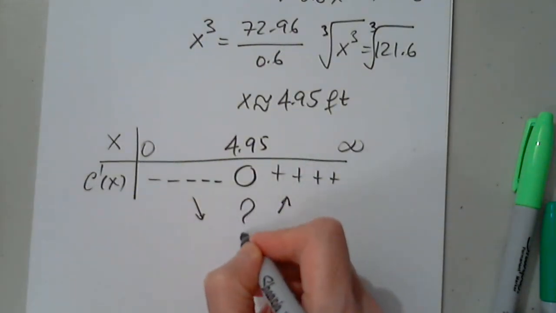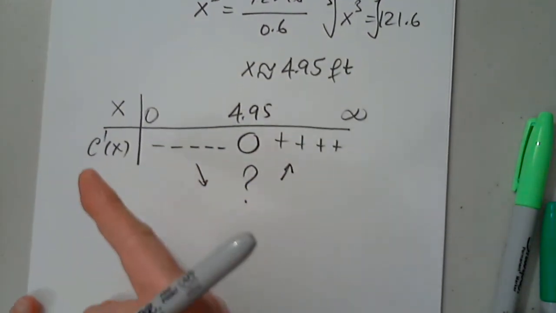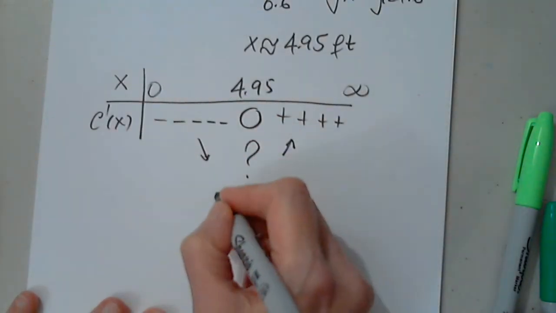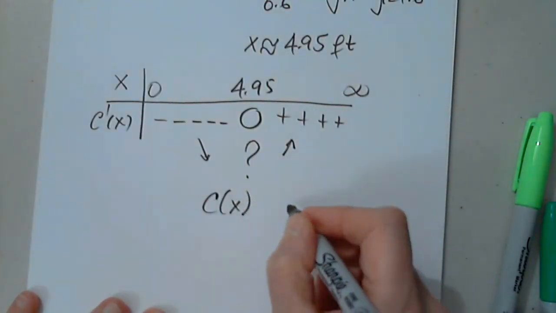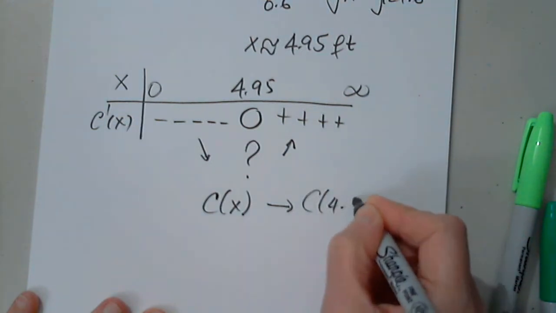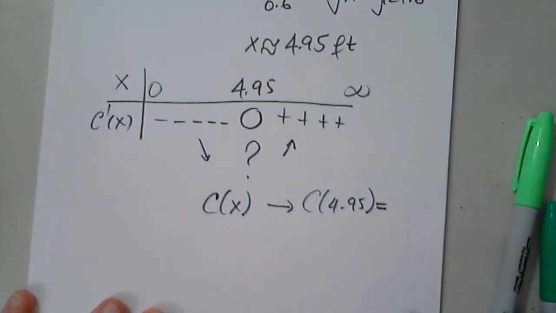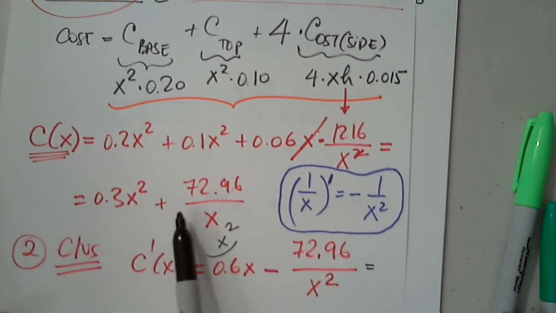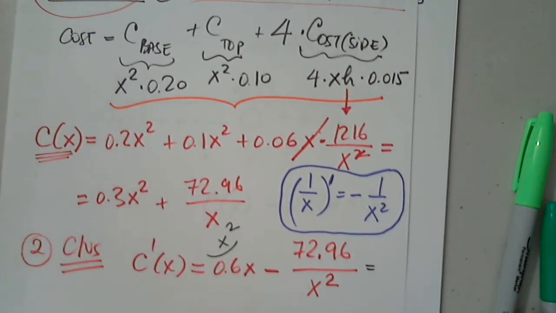Now when I'm asked to find what the minimum is, I do not plug in this function because it's 0, right? It's the rate of change. I plug in C of x. So what do I plug in? C of 4.95. So here's C: 0.3x squared plus blah, blah, blah. So now I will put it in the graphing calculator.